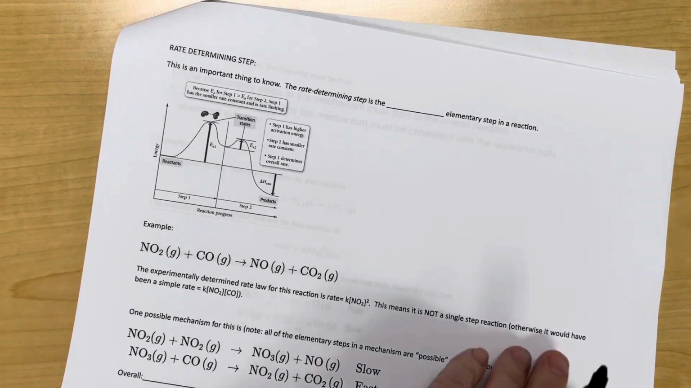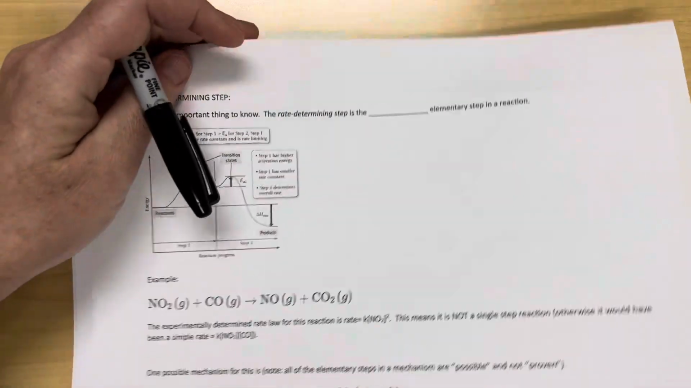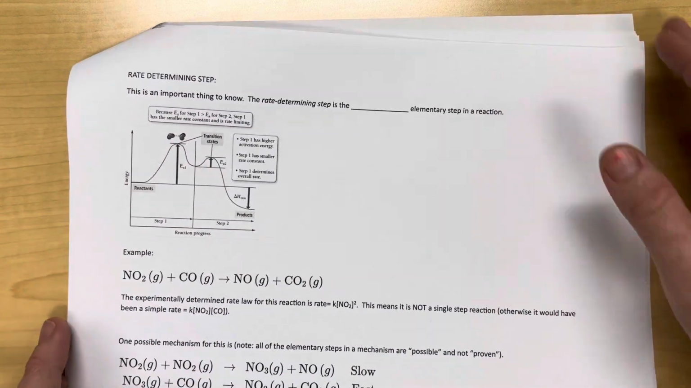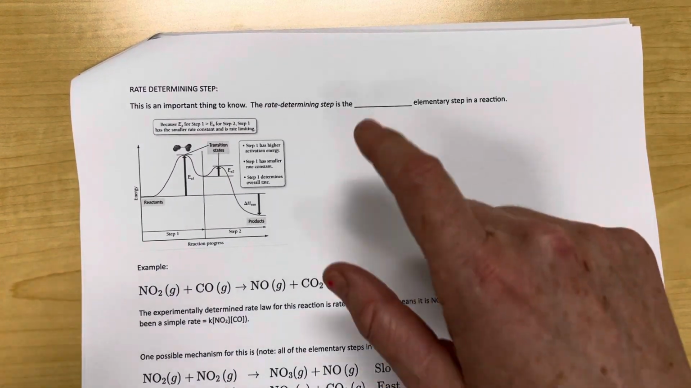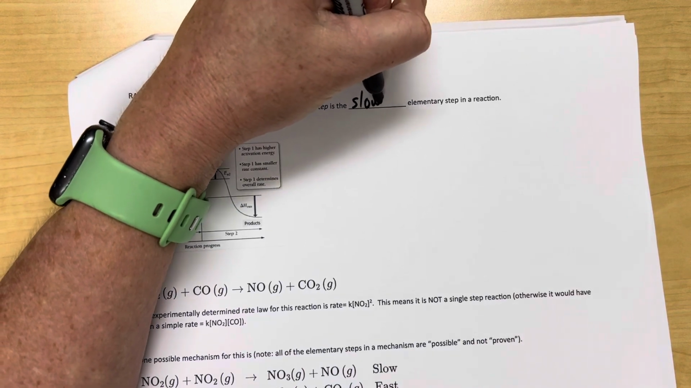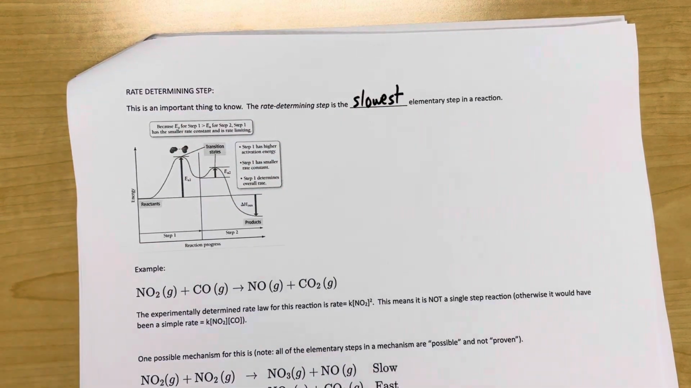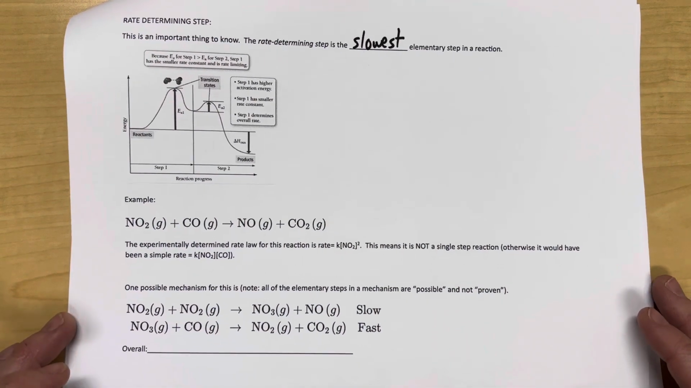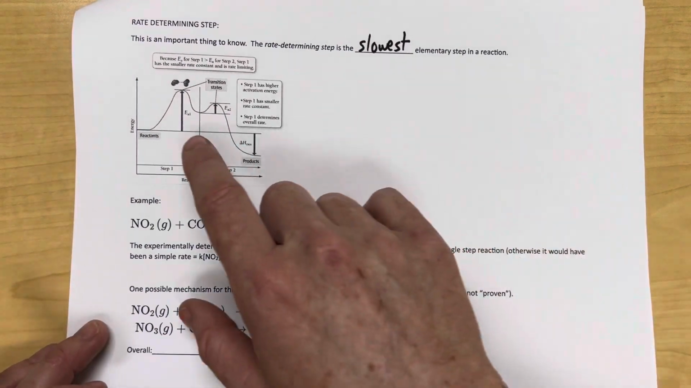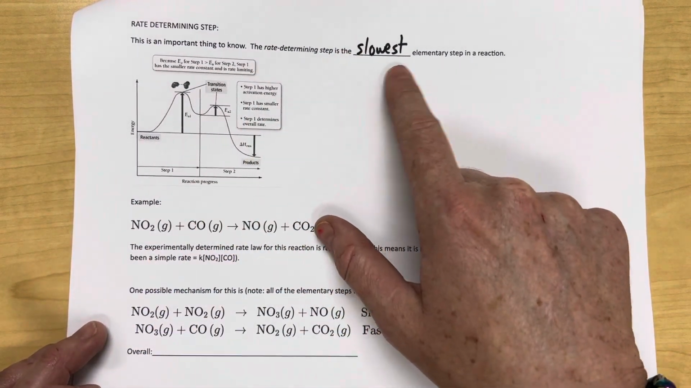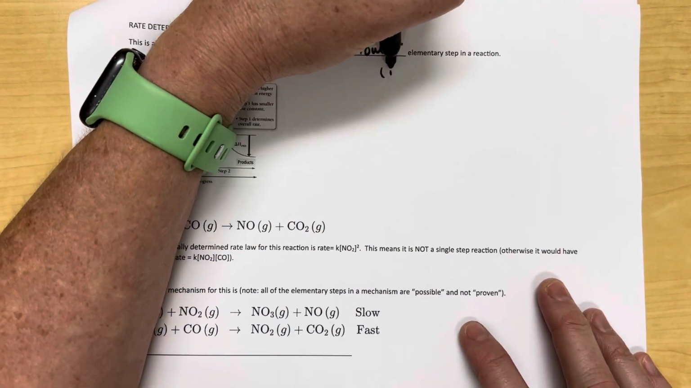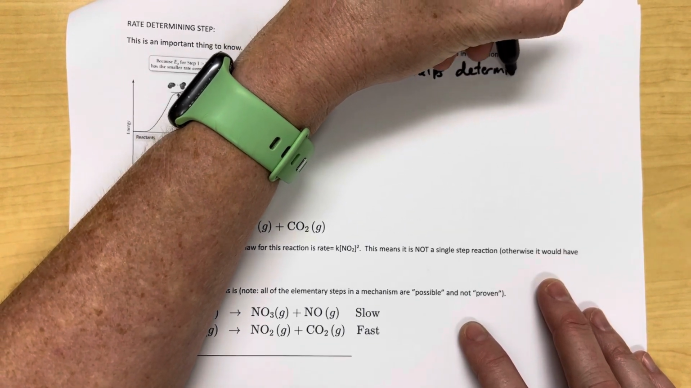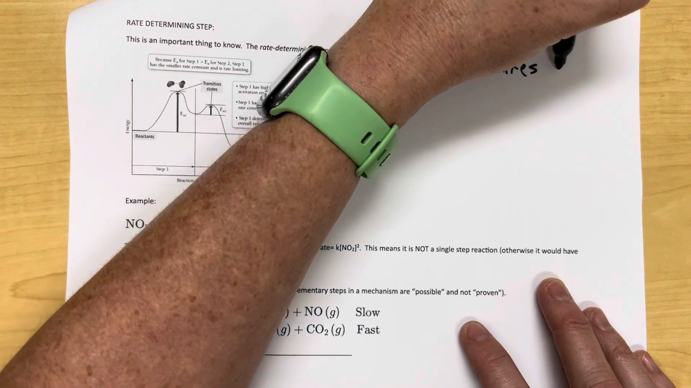Okay. This is another really important thing to know, and one that will show up a lot. There are oftentimes 2 or more steps in a reaction, and it is the slowest step that determines the rate. So the slowest step is the one that we're going to look for to determine the rate law. So I'm going to actually write that. The rate determining step is the slowest elementary step in a reaction. It determines the rate law.